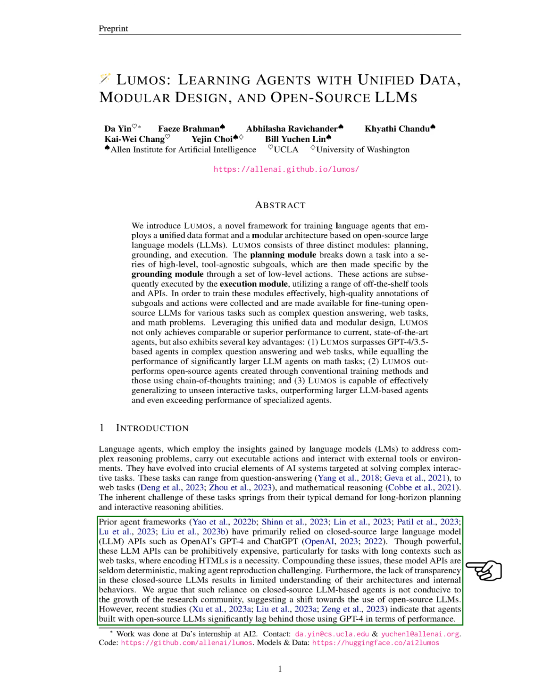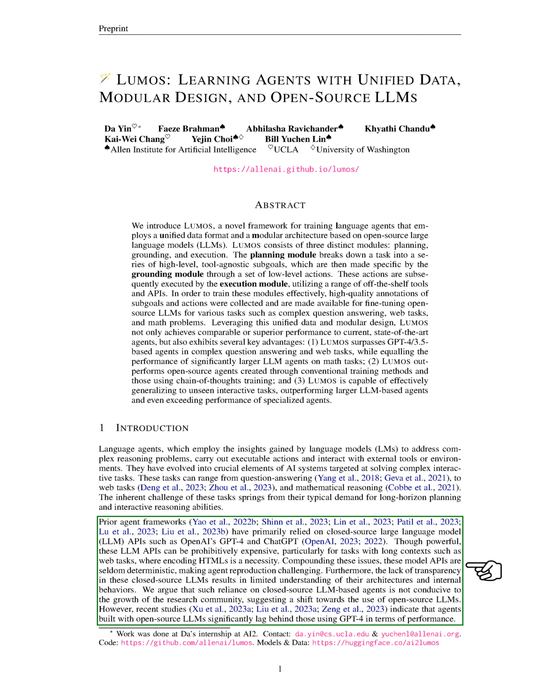In the past, many of these agents have relied on large language model APIs like OpenAI's GPT-4 and ChatGPT. While these are powerful tools, they can be quite expensive, especially for tasks that require long contexts, like web tasks where you need to encode HTML. Plus, these model APIs are not always deterministic, which makes reproducing the agent's actions difficult. And because these large language models are closed source, we don't have a clear understanding of their internal workings.